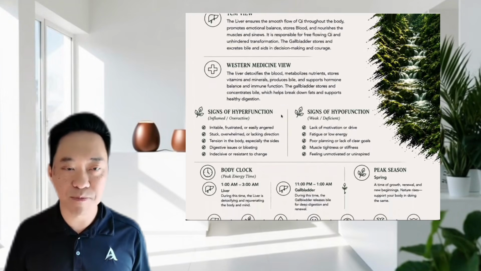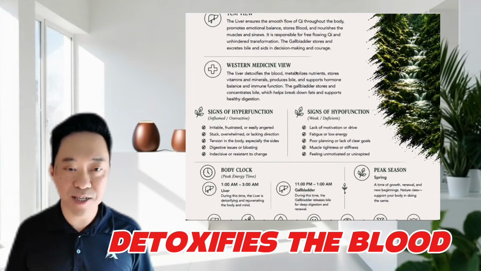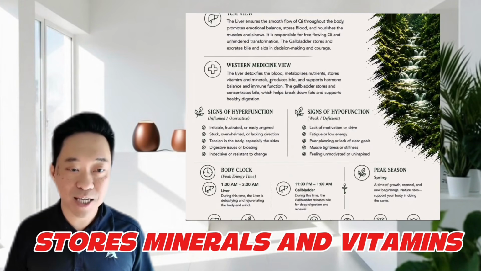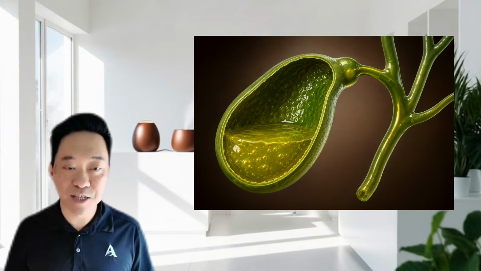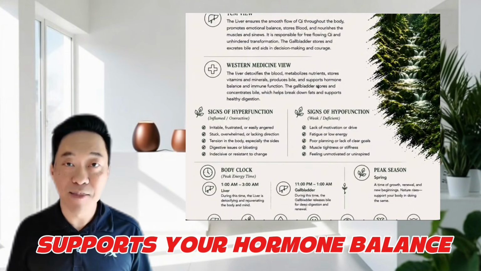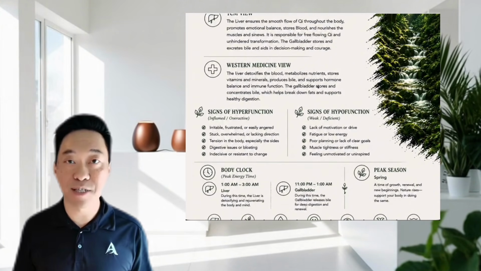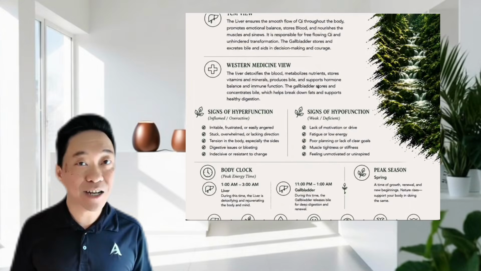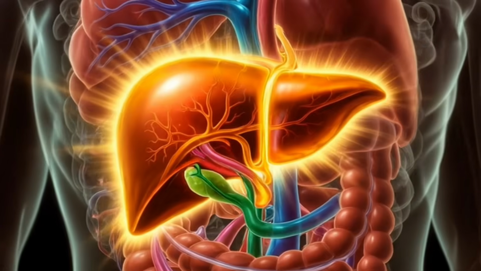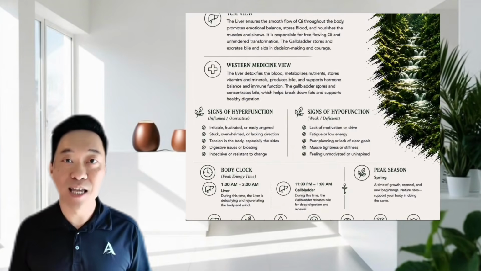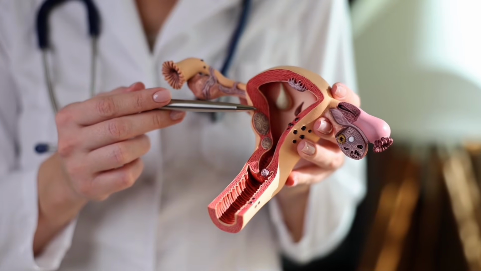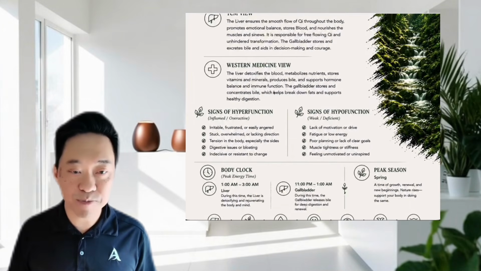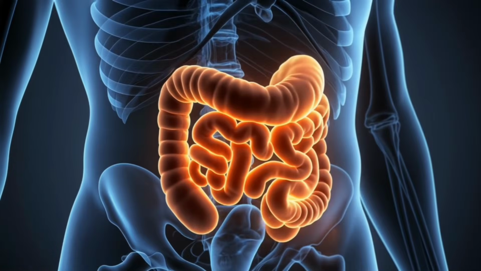But from the Western medicine point of view, the liver detoxifies the blood, metabolizes nutrients, stores minerals and vitamins, produces bile, and supports your hormone balance. That's why when women have hormonal imbalance, get pregnant, or have menstrual irregularities, we focus on the liver, right? But in Western medicine, they only focus on ovaries, uterus, pituitary gland, adrenal glands, right? The gallbladder stores and concentrates bile, which breaks down fat and supports healthy digestion, right?